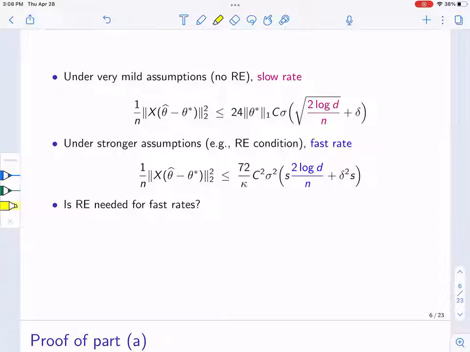So at least this analysis shows that the RE condition allows you to get the fast rate for prediction, but without it, you still have the slow rate. Whereas for the deviation bounds, you don't even have anything. So assuming that the theta star L1 norm is controlled. That's just the point that is worth remembering.